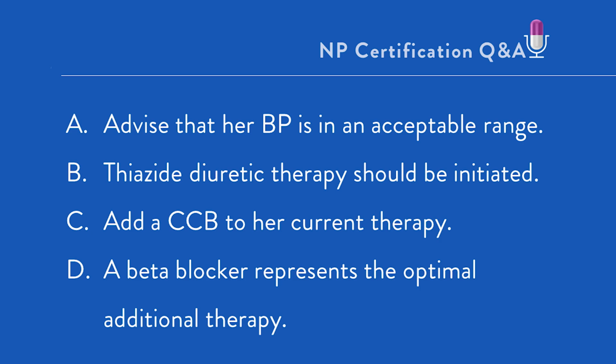A, advise that her blood pressure is in an acceptable range. Remember, it was 152/96. B, thiazide diuretic therapy should be initiated. C, add a calcium channel blocker to her current therapy. Or D, a beta blocker represents the optimal additional therapy.